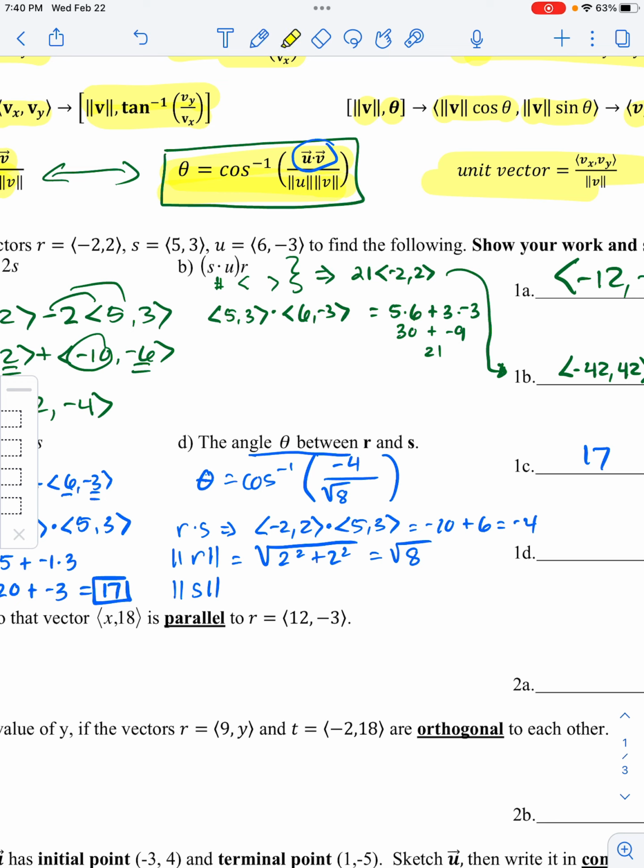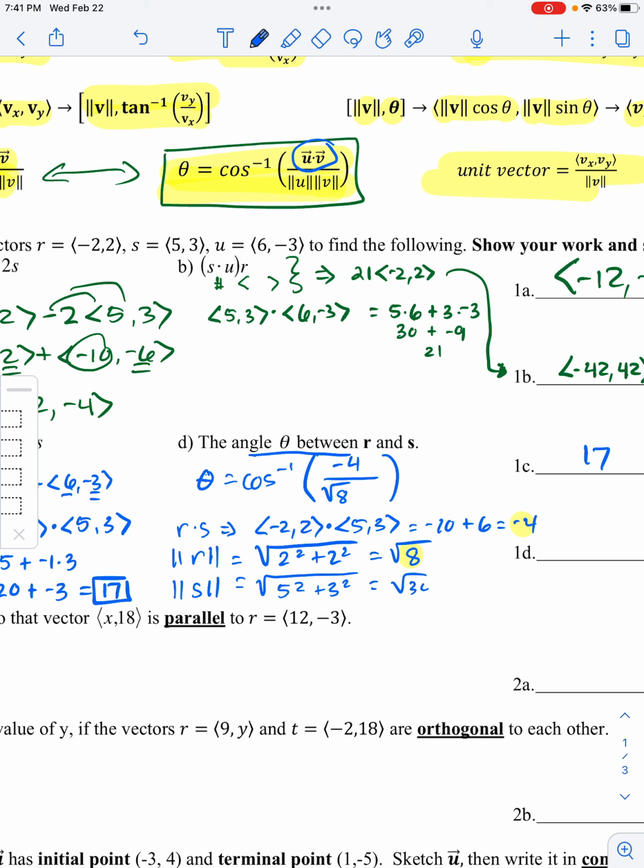So far the pieces I need are my dot product and that one magnitude. Now I need the other magnitude. So looking back at vector s, that's my 5 and my 3. So I'll have a 5 squared plus 3 squared. And so I'm going to have 25 plus 9.